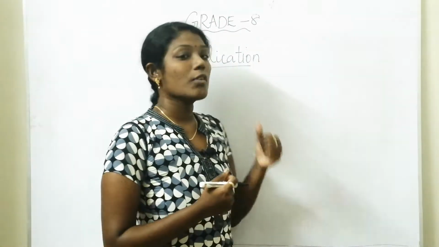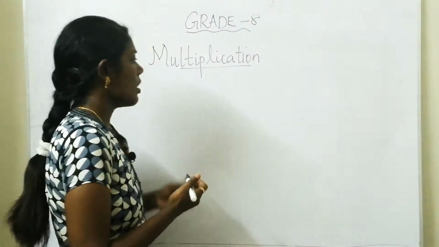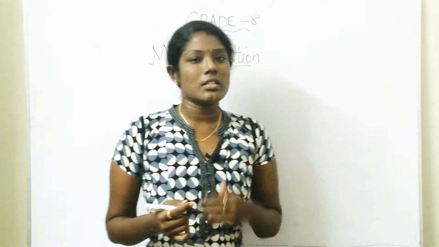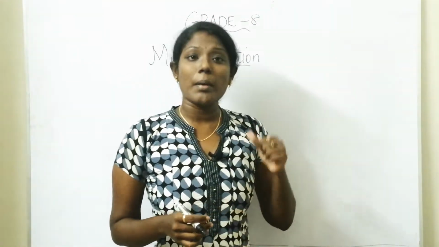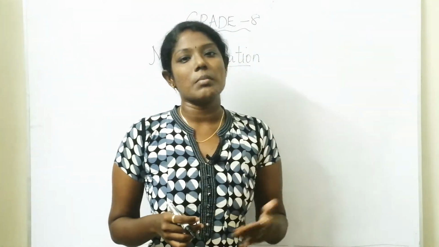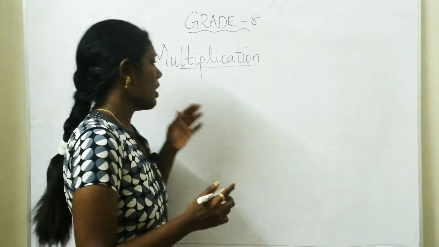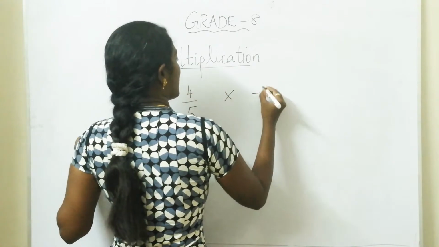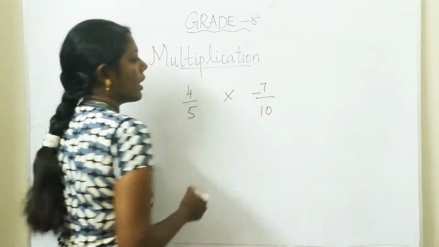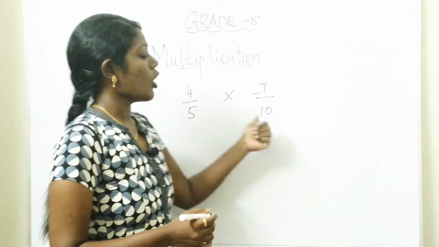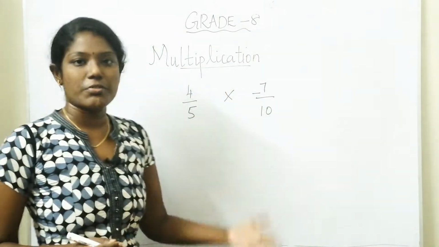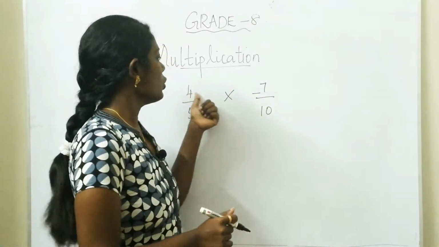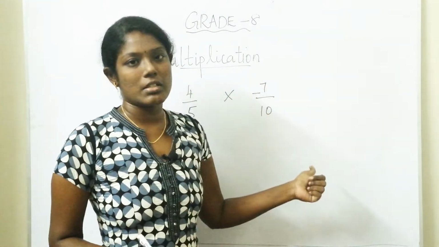First, let us see how to multiply rational numbers. See, in addition and subtraction, I dealt with same denominators and different denominators. But what happens if multiplication has same denominator or different denominator? I have two rational numbers, 4 by 5, and I am going to multiply with minus 7 by 10. Even if the denominators are same or different, I don't take LCM here. I'll only multiply the numerators first and the denominators next.